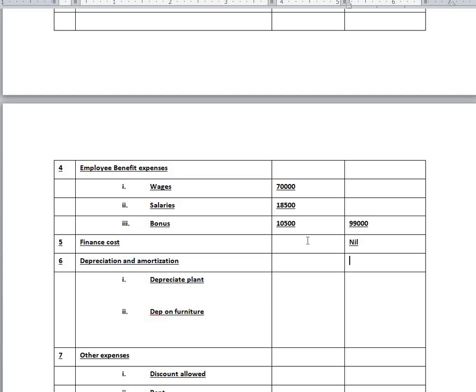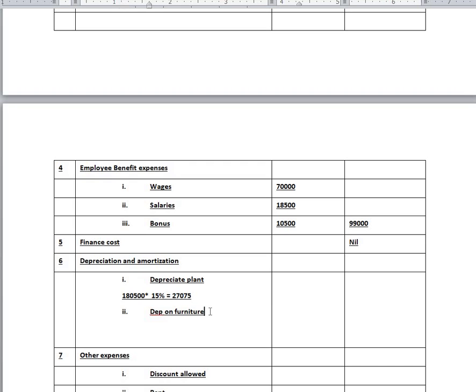Now there is a depreciation amount which is given in your adjustment. What is the depreciation amount? See, 10% on furniture and 15% on plant is given. So what is the plant amount given in the question? The plant amount is 1,80,500. To this 1,80,500, you have to give 15% as depreciation. So 1,80,500 into 15%, when you do, you will get the answer as 27,075 rupees. Isn't it? This will be the answer.